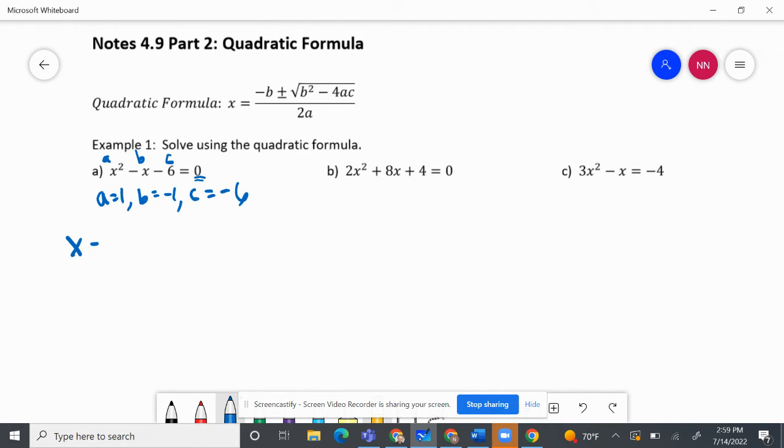So we have x equals, notice that this is a negative b. So if I plug in a negative and negative is a positive. We could think of the negative as the opposite of b. So if b is negative 1, then negative b would be positive 1. Plus or minus the square root, we have negative 1 squared minus 4 times 1 times negative 6 all over 2 times 1. Now, once we have it plugged in, all we're going to be doing is simplifying it.